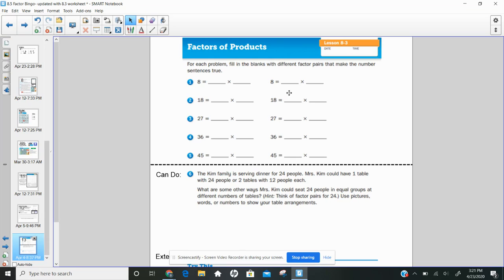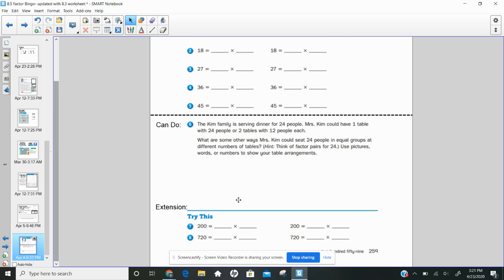And so continuing on filling this in. If you want to, you can even try this story problem where it asks you to think of the factor pairs to help you solve it. And there's even an extension at the bottom where it gives you those extended facts like we talked about at the beginning of the lesson.